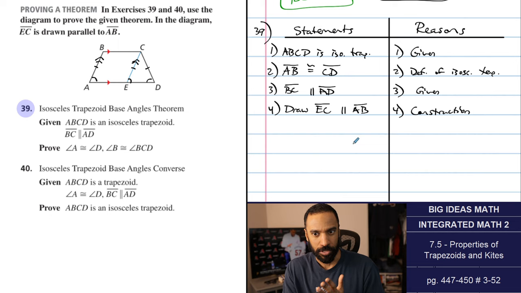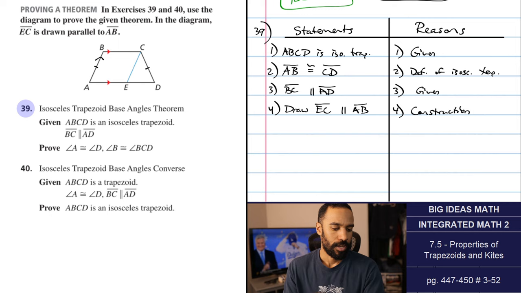Same side interior angles and the like. I think that'll be enough there. So let's go off that. Let me kind of draw things as I go. So we have the parallelogram.